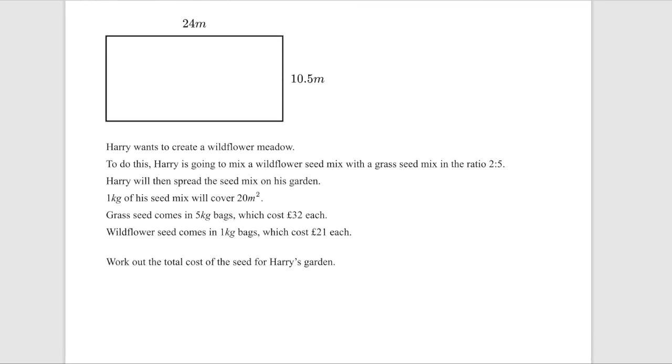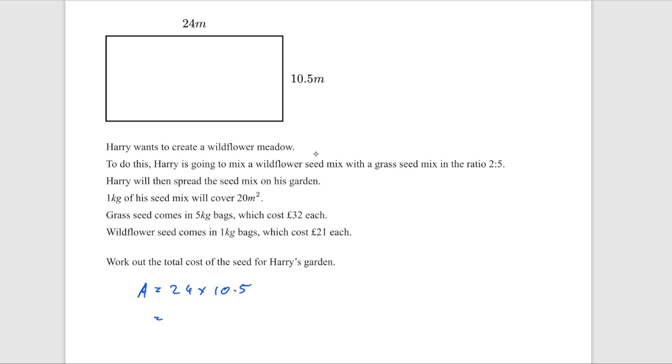So the first thing that I want to do is work out the area of the garden. So the area is going to be equal to 24 times 10.5. So that's going to give me 24 plus 12. That's going to give me an area of 36 centimeters squared. No, it's not.